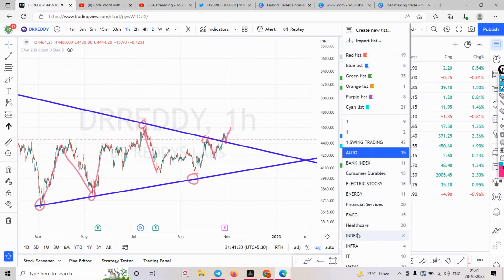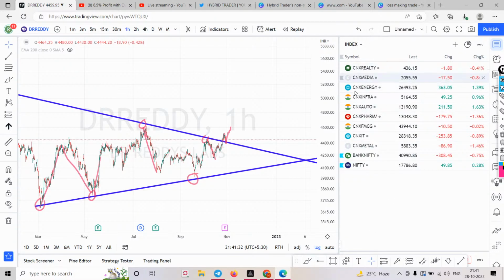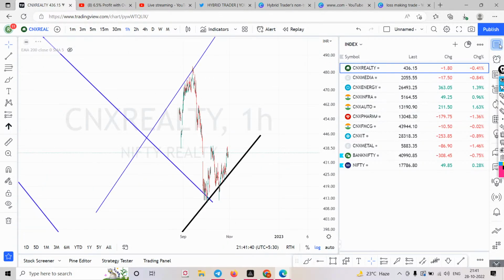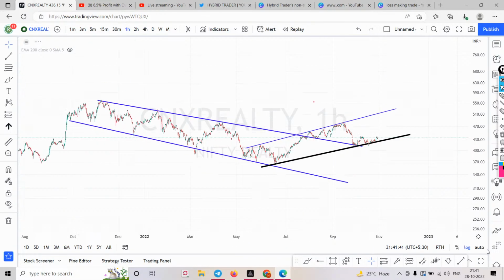And now I have the index also, I've shown you many times. I have all the indices in my wish list and I'll do the quick index analysis. Simple, friends, I'll tell you. We have realty, I'll show you. This is a one-time activity.